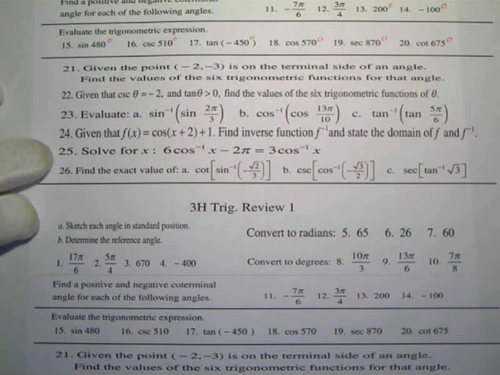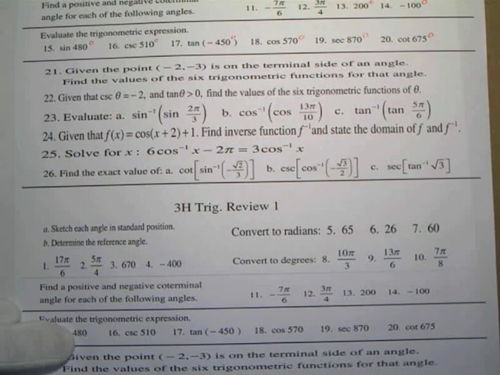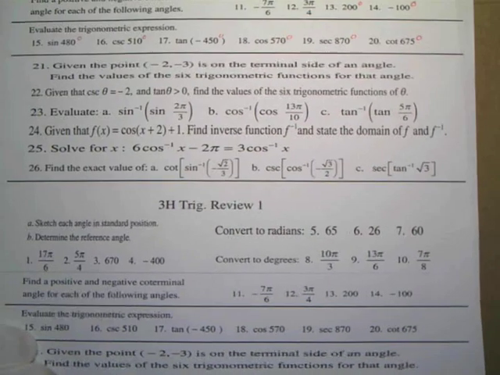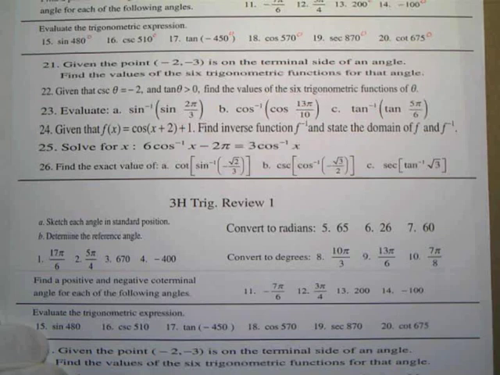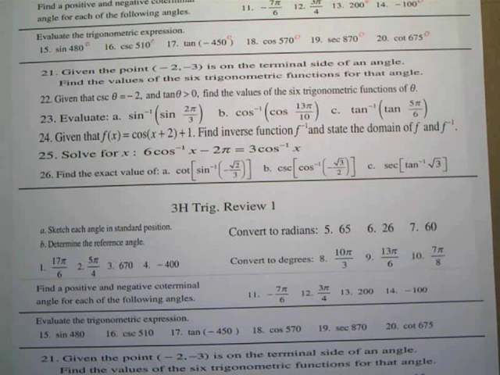Okay, and finally, number 26 of the trig review. Find the exact value of these combinations: cotangent of sine inverse, cosecant of cosine inverse, and secant of tangent inverse. So we've got to draw some triangles here. Pretty much the only way we can do these, especially if we don't have exact values. Some of these might be exact values, but they don't have to be.